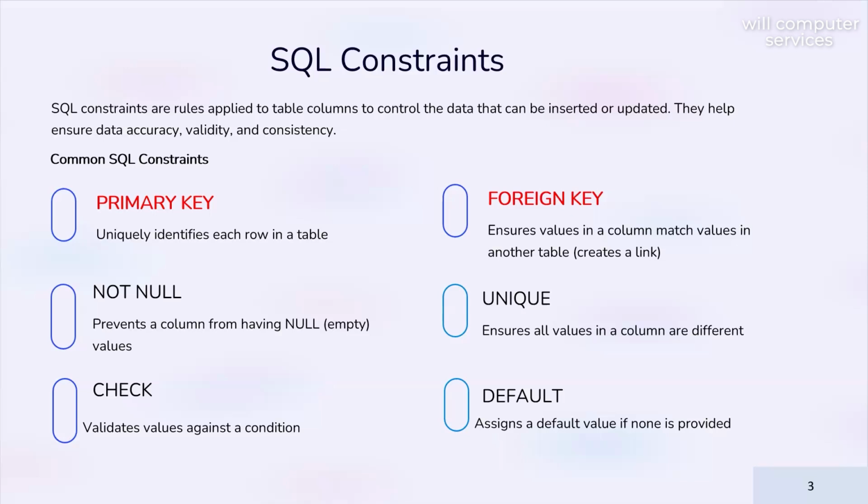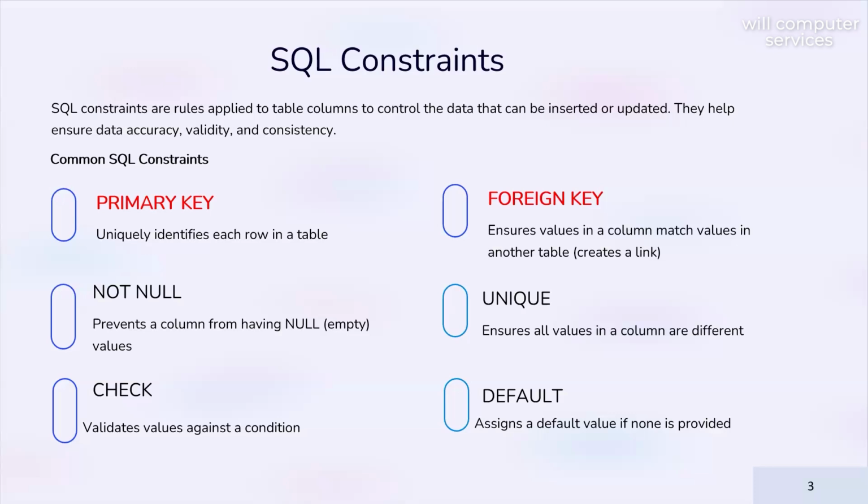And the foreign key, what does it do? It ensures values in a column match values in another table. So usually, when you have a primary key in one table, and here a primary key is a column, you may have this same exact column in another table. Don't worry if you cannot visualize what I'm saying. We will do all that soon. We will do the practice soon.